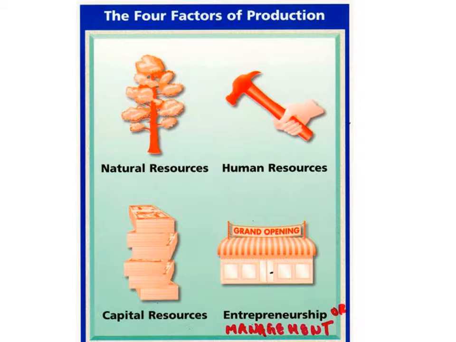Four things are needed for production. You need natural resources, including energy. You need human resources like labor. You need capital resources. The person who starts the company has to have a place to build whatever they're building. That is an investment, and they have to keep the business running with further investments. And then you need entrepreneurship or management. Basically, someone has to run the business.